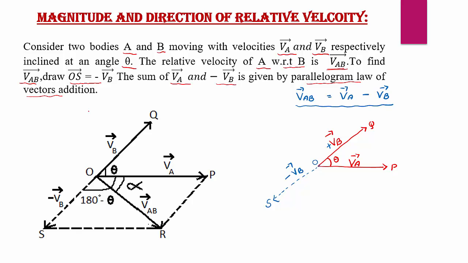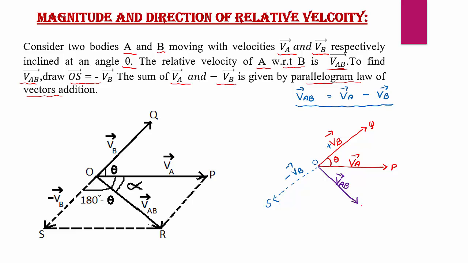Now we can take the resultant value. Resultant means what here? VAB. VAB is the resultant. VA and VB are the two vectors, but this is minus VB, so we took it in the opposite direction. Now I am going to draw the resultant vector along the diagonal. This diagonal gives the resultant vector, denoted by VAB. Vector VAB is the resultant. Is it clear?